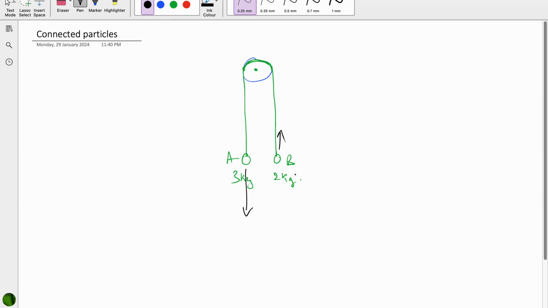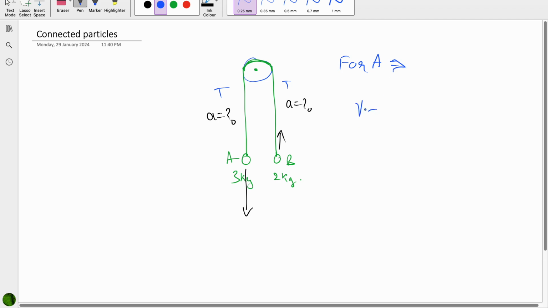So when we write equations for them, we know that they are connected. Acceleration on B side would be equal to acceleration on A side. First thing. Second thing, this is one rope, so the tension on both sides is equal. T is equal to T. And how do we write the equations? For A, when I'm writing for A, it is moving downwards. That means weight is more than the tension. Equals ma. What is this? That is F equals ma.